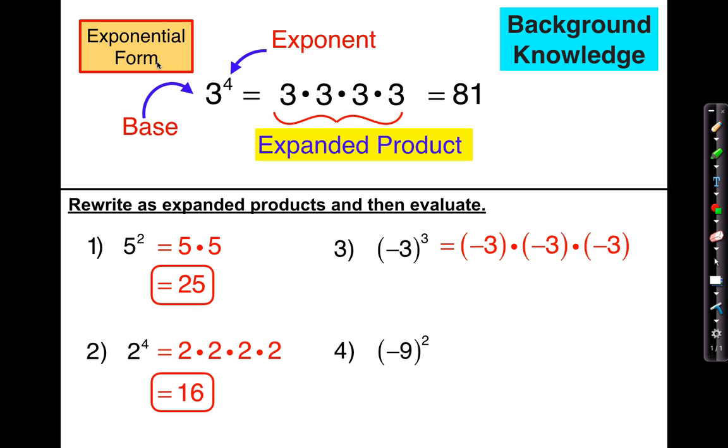So this is from our previous lesson, so hopefully this looks familiar. We even talked about some vocabulary. Exponential form is using the base and the exponents. An expanded product is when you write it all out. And again, evaluated means you simplify it as much as you can. In this case, it multiplied to be 32.